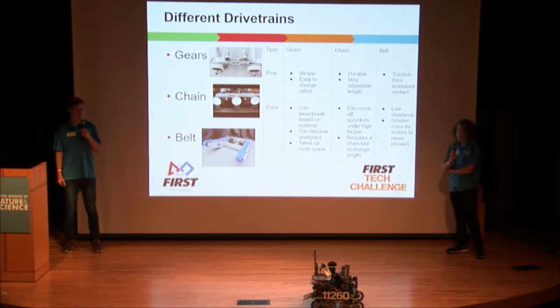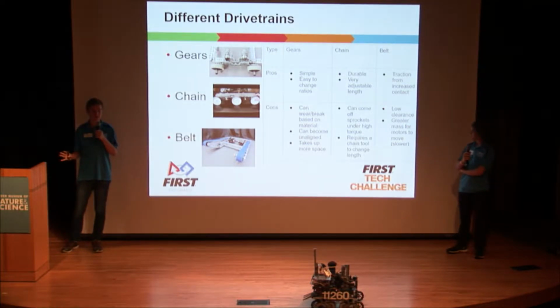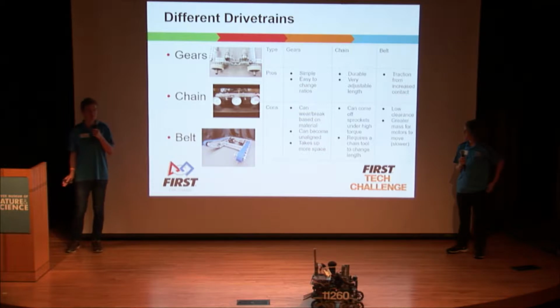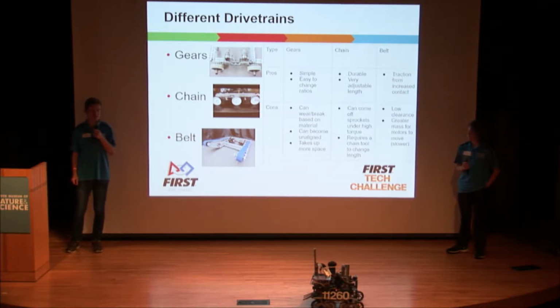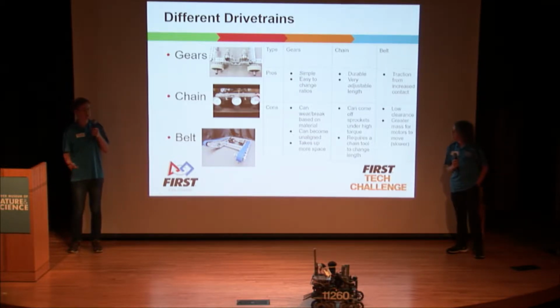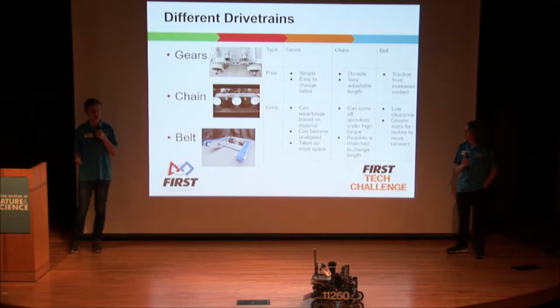All right, so another thing to consider when you're building your chassis is how you're going to drive it. There are three primary options for the drivetrain. That can be gears, chains, or belt drives. Gears are a very simple system, and it's very easy to control the ratios between them. But under certain situations where your robot needs a lot of torque and it could damage the gears, it can wear your gears down.